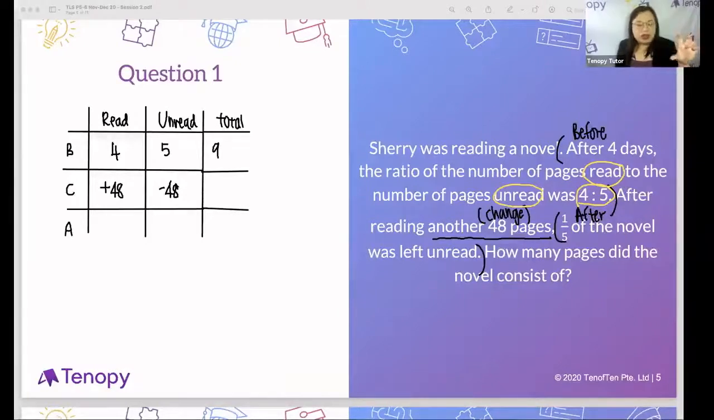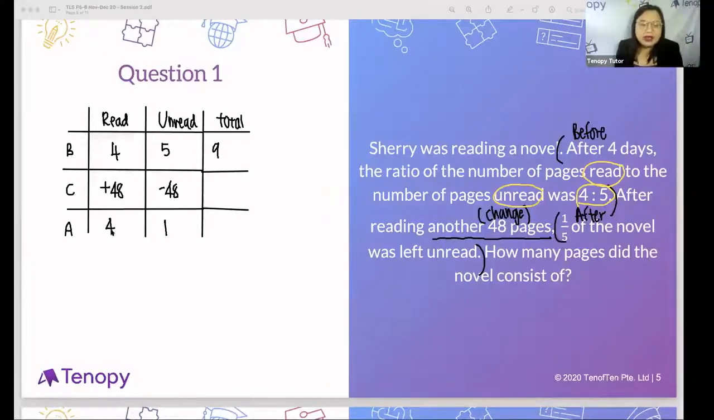They say 1/5 of the novel was left unread. So 1/5 tells me that the 1 refers to what? Read or unread? Okay, they say 1/5. So 1 belongs to the 1 fraction, very good, unread. And 5 is the novel. Since 1 part is unread, 4 parts must be read. So I put as 4.